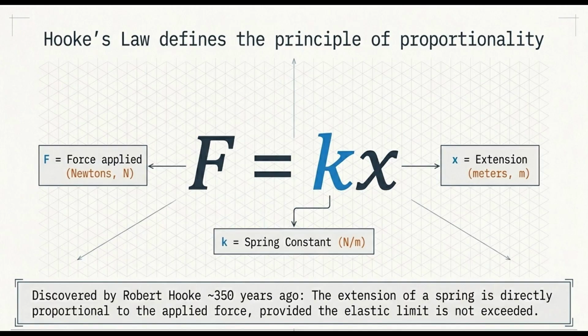This equation states that the extension of a spring is directly proportional to the force applied, provided the elastic limit is not exceeded. The spring constant represents the stiffness of the spring. Robert Hooke discovered this principle over 350 years ago and it remains one of the most important concepts in mechanics.